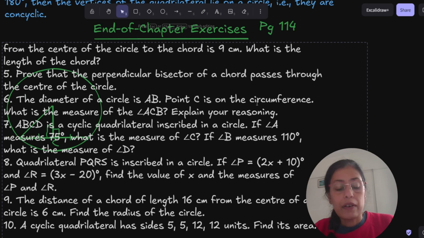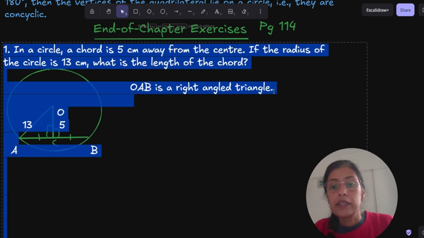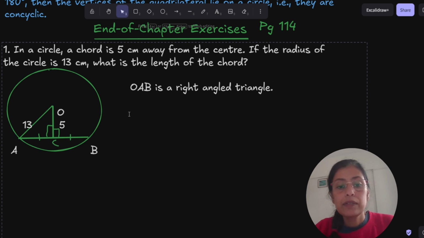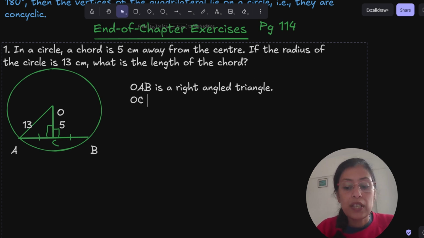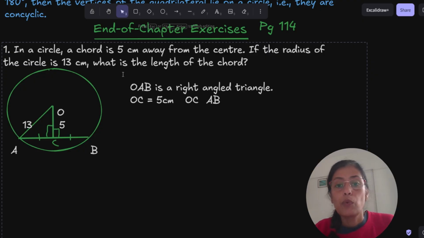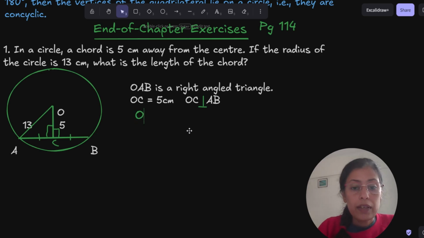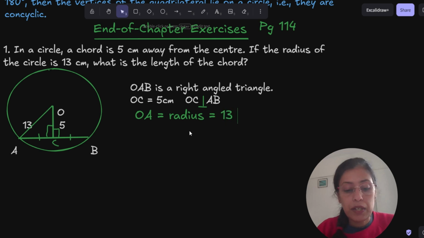So our triangle OAB is a right angle triangle, and we have been given OC is 5 centimeter and OC will be perpendicular to AB, right? Because it is the distance that has been given from OC to AB. It's perpendicular, and that is the reason it is a right angle triangle. OA is the radius, and it is also 13 centimeter.